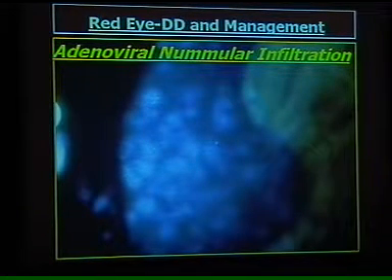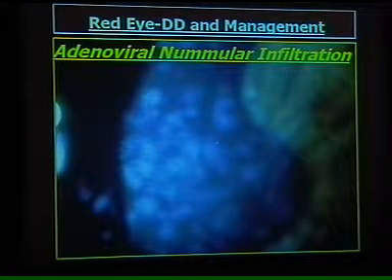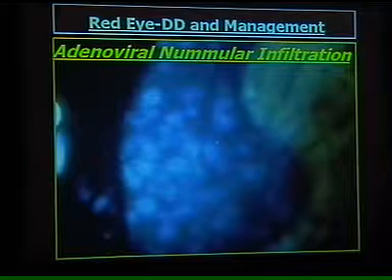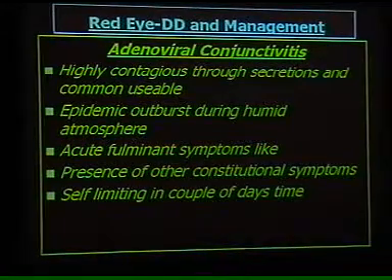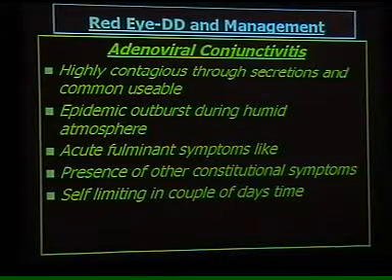These nummular opacities are visible with the torch examination, and once they appear in the cornea, they go very, very slowly, and they have a chance of recurrence every year to come. Adenoviral conjunctivitis is highly contagious.